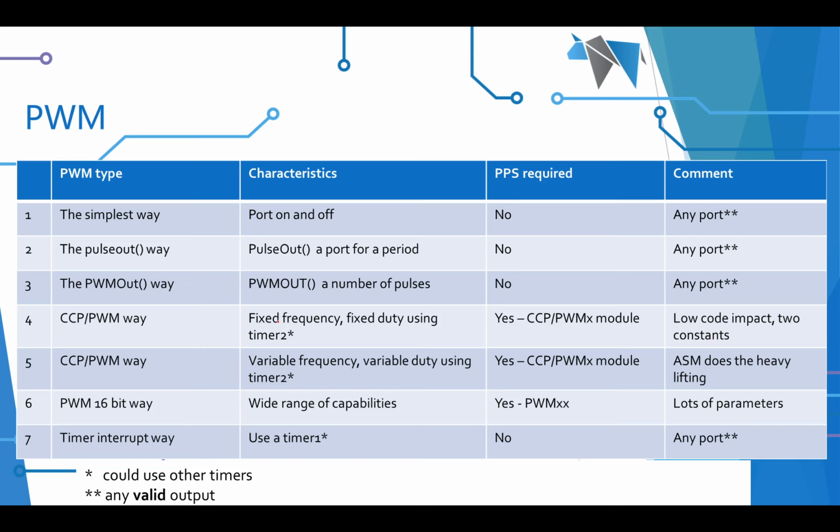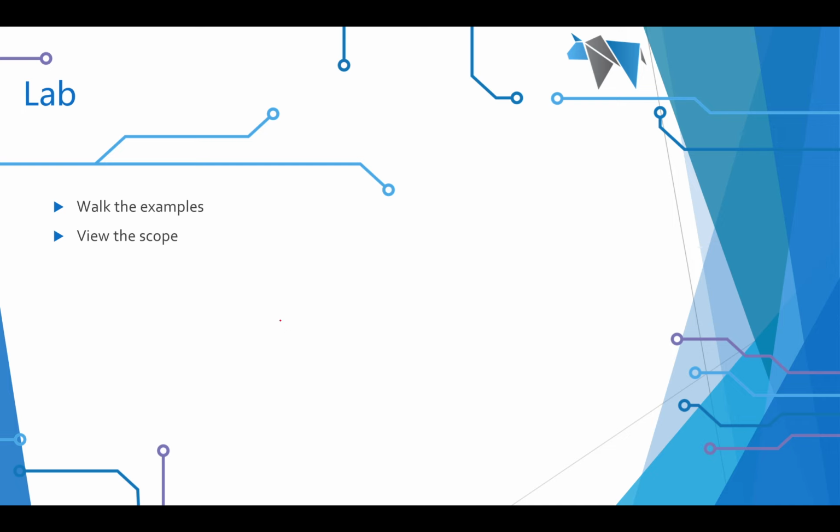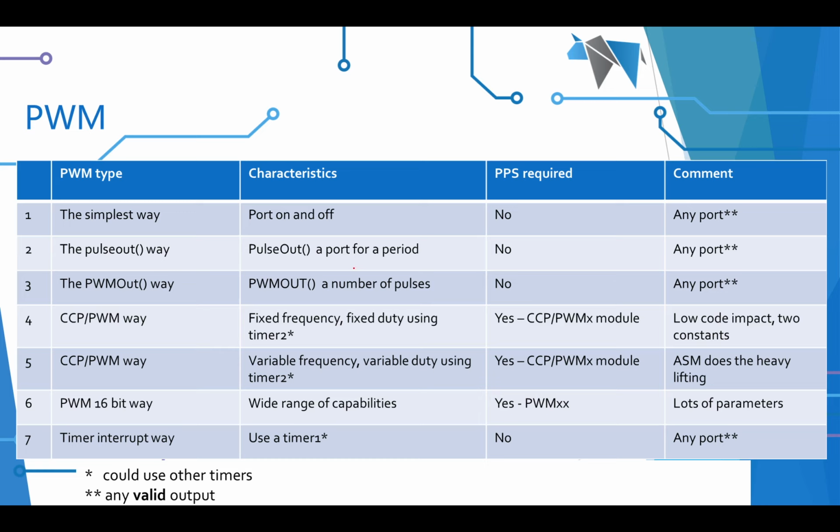So what we're going to look at is at least 6 different ways, and we'll walk through the examples, okay? Now, I don't think that the legacy chips have 16 way. I don't think that's valid in reality, okay? But the simple way is just to turn a port on and off, number 1. You just turn it on and off, and we'll have a look at that.